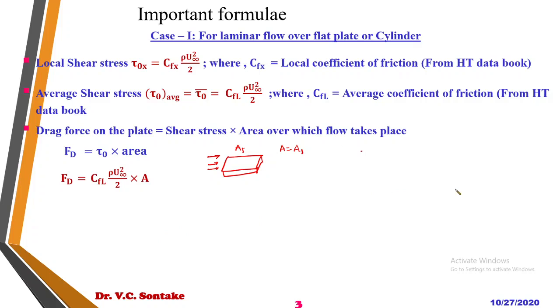Whereas if the same flat plate is there, and fluid flow is taking place on both sides of this plate. Let's say this is A1, this surface area is A2. Geometrically both will be the same. So the area in this expression will be A1 plus A2. So this way you have to take care whether the flow is taking place only on the upper side of the surface or on both sides of the surface.